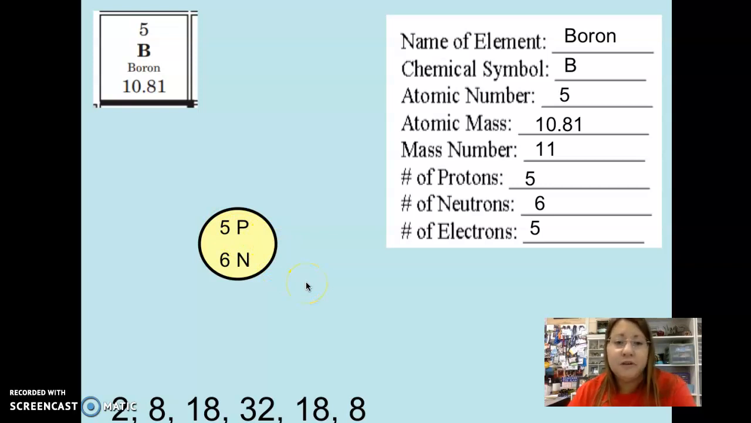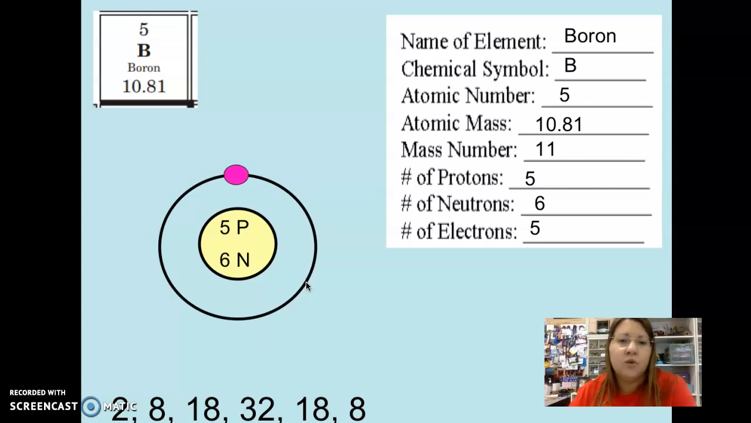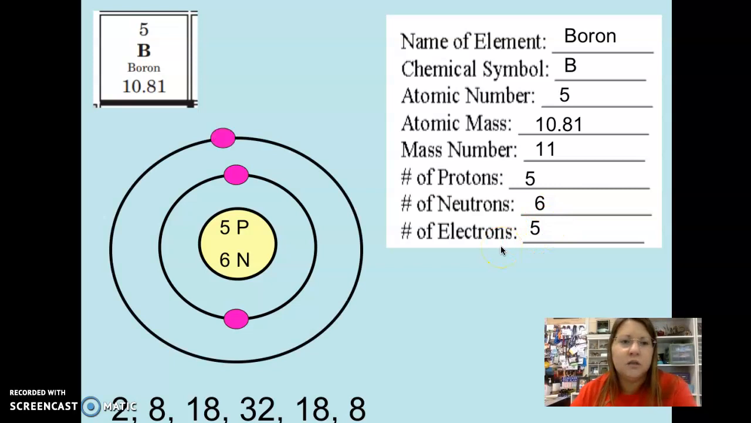Now we need to put our 5 electrons on the orbital shell. So we're going to draw our first orbital shell. Remember, it can hold up to 2 electrons. There's 1, 2, and we need 3 more electrons because we have a total of 5. So we draw our second orbital shell, and there's 1, 2, 3. So now we have a total of 5 electrons.